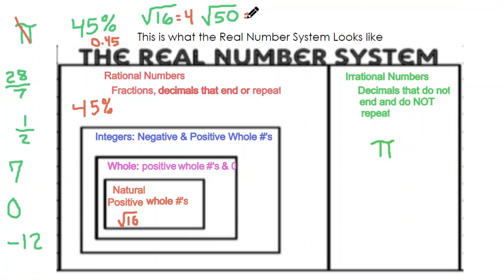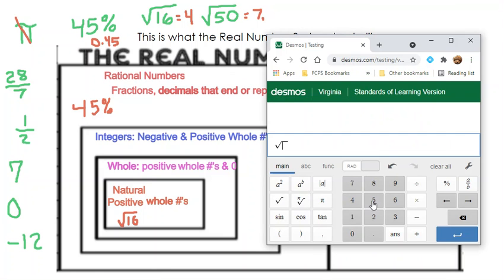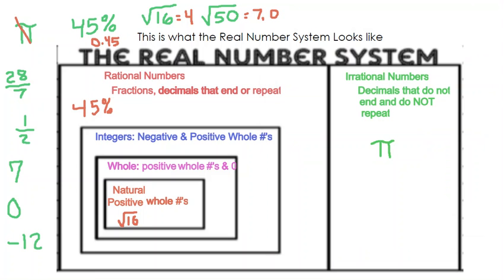Square root of 50. If I do square root of 50, I get 7.07106782, and it keeps going on forever and does not repeat. These numbers that go on forever and don't repeat are irrational numbers. So square root of 50 is an irrational number. Anytime you take the square root and it's not a whole number, it is an irrational number.